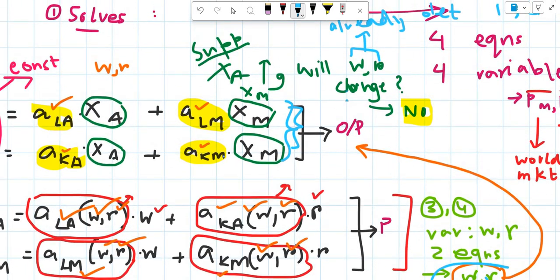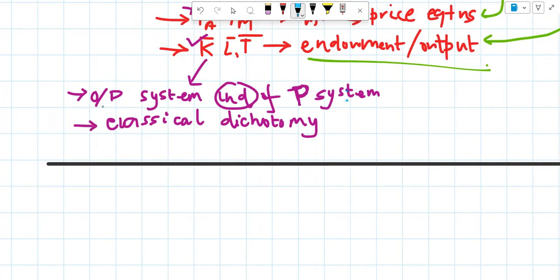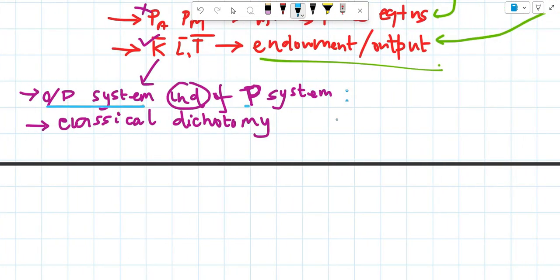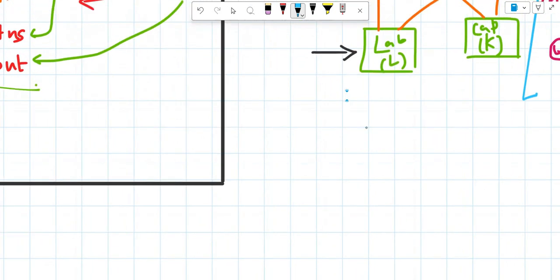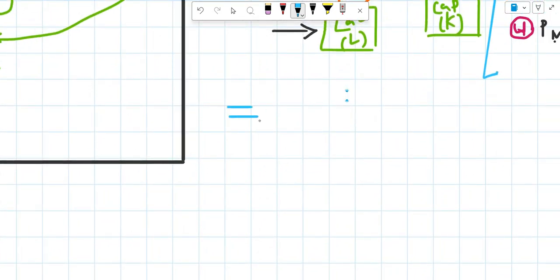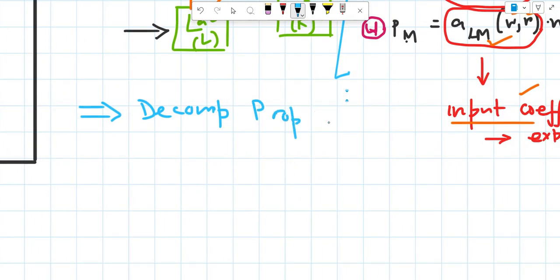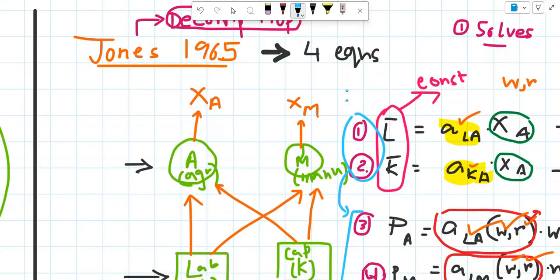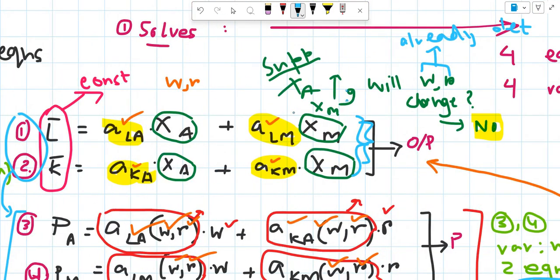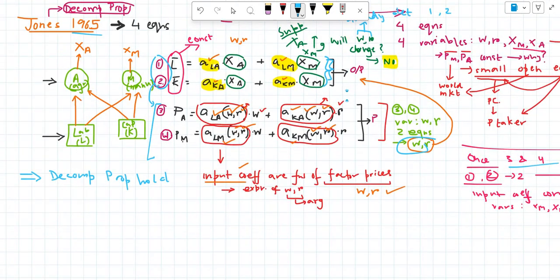That means if you affect the output sector, that will not affect the price system. So the output system is independent of the price system. What does that mean? Decomposability property holds, which implies this property holds in the 1965 model. This is what we mean by the decomposability property in the Jones 1965 model. And that is how you prove this model.